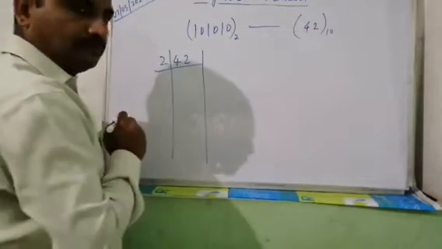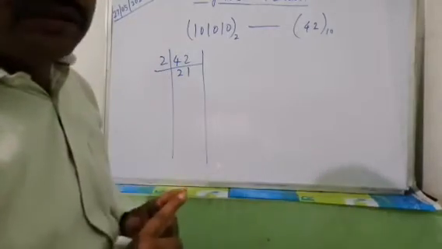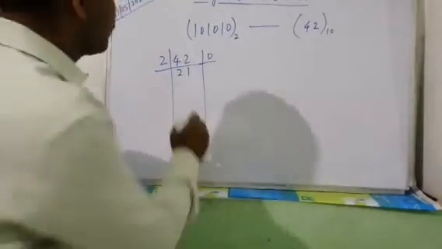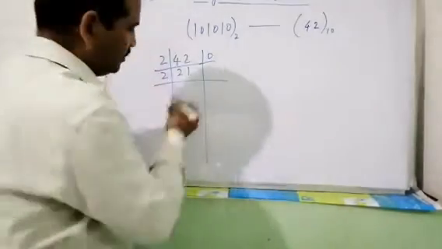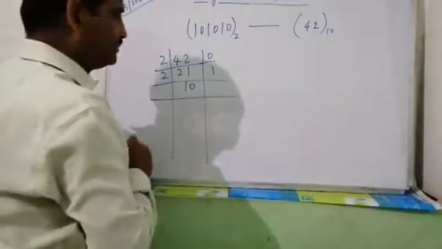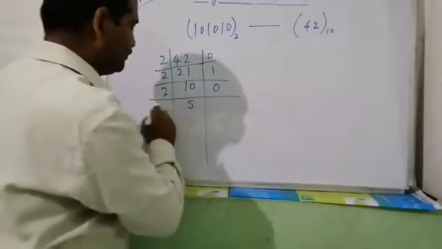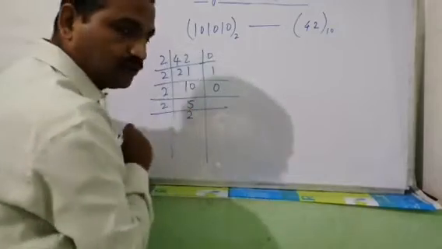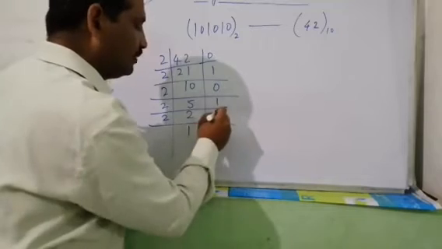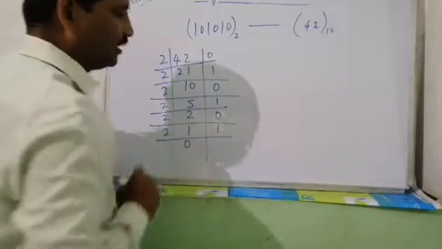So 42 divided by 2 will be 21. This is the quotient. What will be the remainder? The remainder will be 0. Again divide by 2. This will be 10 as quotient. The remainder will be 1. Divide by 2. 5 is the quotient. The remainder will be 0. Divide by 2. 2 is the quotient. The remainder will be 1. 2 into 1, the remainder will be 0. 2 into 0, the remainder will be 1.